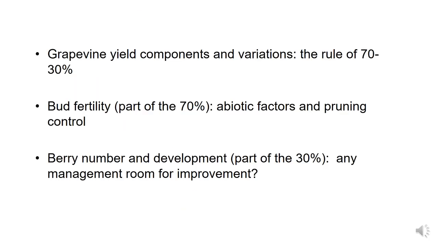During this presentation, I will speak about the concept or the rule of 70-30%. So, I will try to explain what is behind, speaking about grapevine yield components, what is behind the 70 and 30% of yield production.